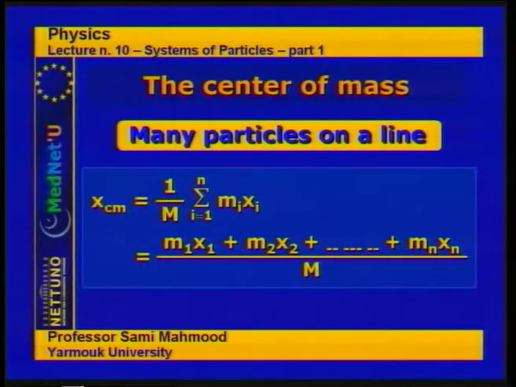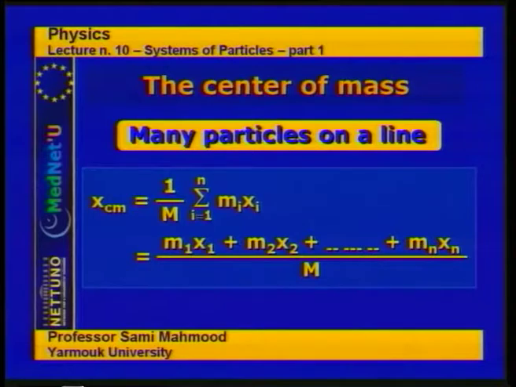using the previous definition is simply equal to m1 times x1 plus m2 times x2 plus m3 times x3 plus, until we finish the whole series of particles, divided by capital M, where capital M is the total mass of the system, which is m1 plus m2 plus m3 plus ... mn.